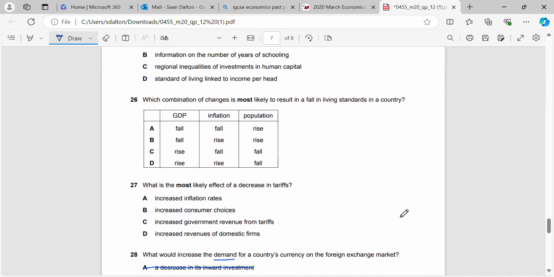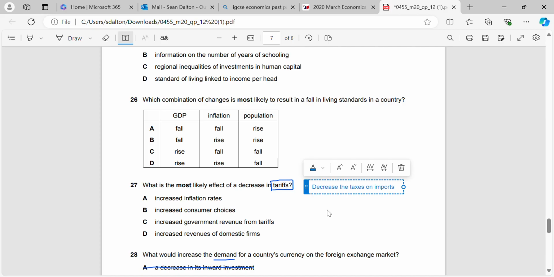Okay, what is the most likely effect of a decrease in tariffs? So remember that tariffs are taxes, okay, and they're taxes on imports. So basically what we're saying is that we're decreasing the taxes on imports that we have. And what's the most likely effect of that? So, would it be increased inflation rates? No. Might actually reduce inflation because we can buy imports from other countries cheaper than we could before.